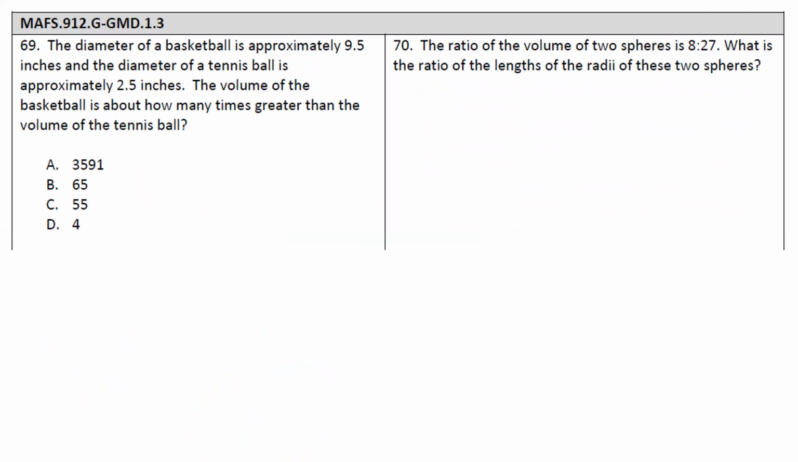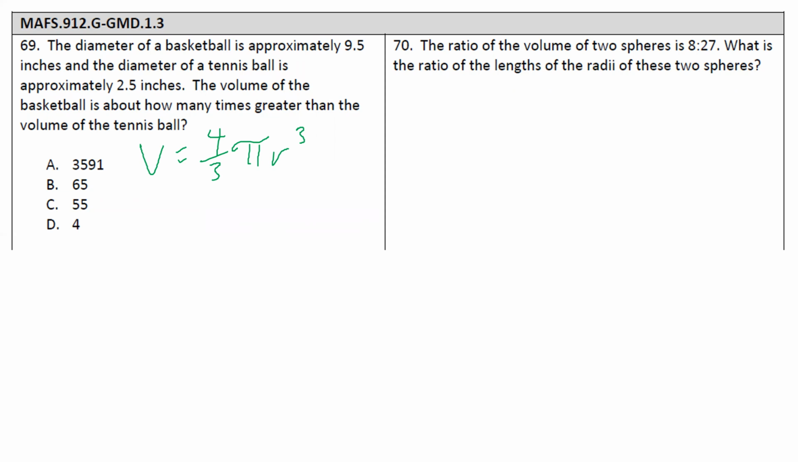On 69, all right, you can do this a couple ways. The diameter of a basketball is approximately 9.5 inches, and the diameter of a tennis ball is approximately 2.5 inches. The volume of the basketball is about how many times greater than the volume of the tennis ball? Now, you can do this a couple different ways. You could plug this into our volume formula, which is the 4/3 pi r cubed, and you could do both volumes and then compare the 2 volumes. But there is a shorter way.